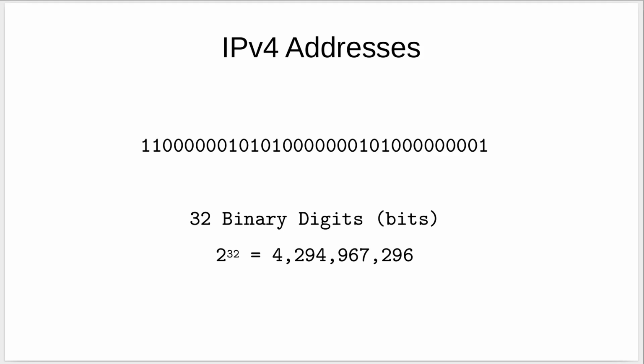Now, to be fair, not every single one of those can be used as an address. But when you think about it, that's just a little over 4 billion addresses, and there are over 7 billion people on the planet. So, Houston, we have a problem. And this is one of the reasons why IPv6 was developed. Okay, moving on. How do we represent an IPv4 address in a format that's a little bit more human-friendly?